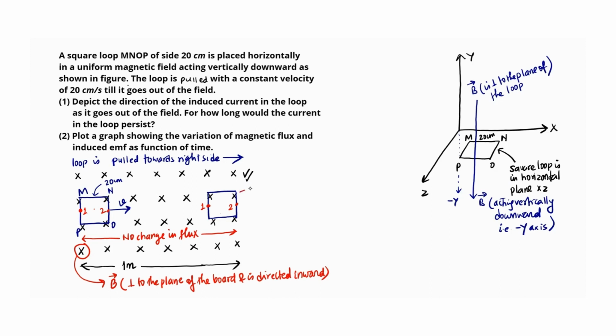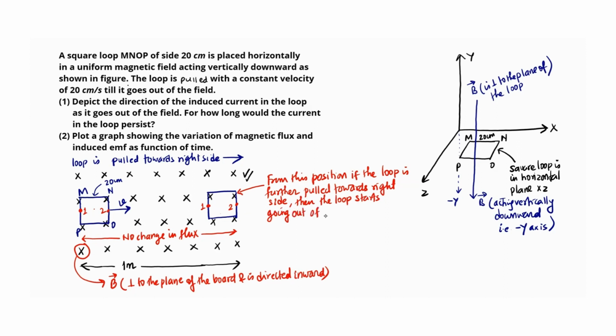Now, from this position, if the loop is further pulled towards the right side, then the loop starts going out of the field. It starts going out of the field.